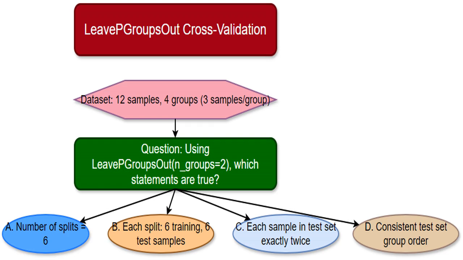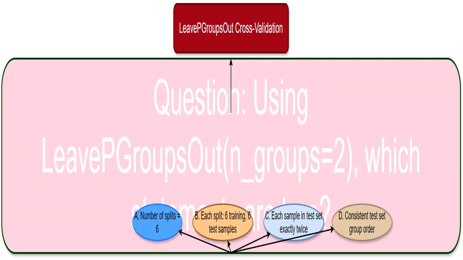I have 12 data points total, neatly divided into 4 groups. Each group contains 3 data points. I'll have 6 different ways to split the data. This is because I'm choosing 2 groups out of 4 to be my test set. The number of ways to choose 2 groups from 4 is calculated as 4 times 3 divided by 2, which equals 6. That's 4 choose 2 in mathematical terms.